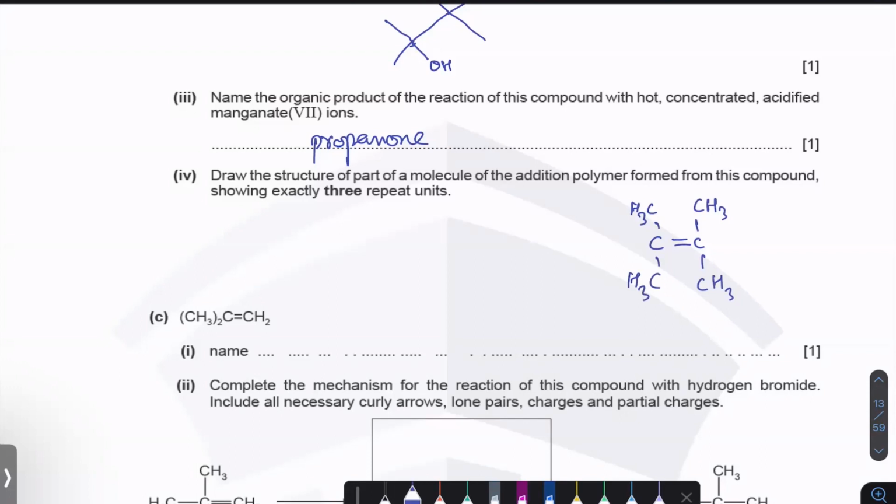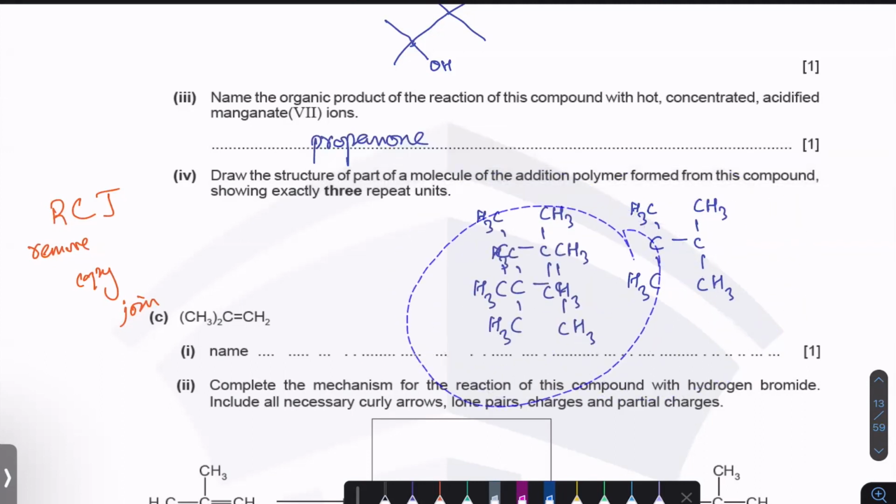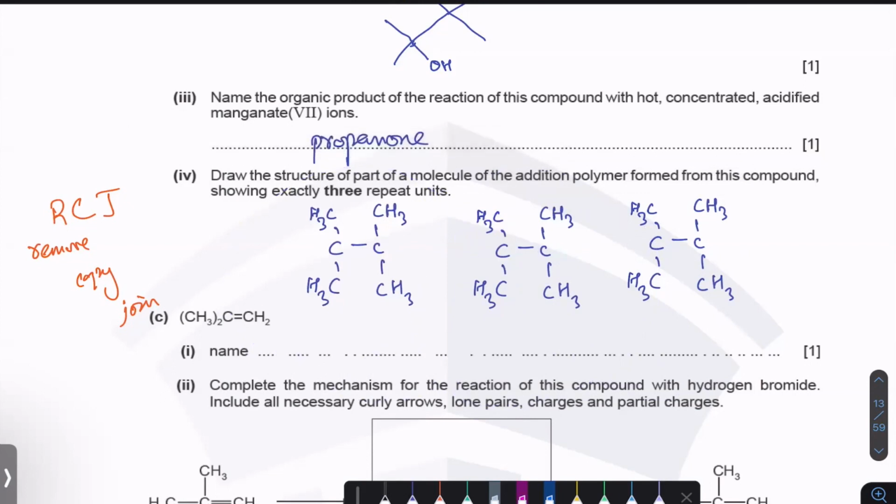Now, to make the polymer, you have to follow the RCJ method. Remove, copy, join. What do you remove? You remove the double bond. What do you copy? You copy whatever is left. Since the question mentions 3 units, we will make 3 copies. And what do you join? You join these with each other. And there you go.